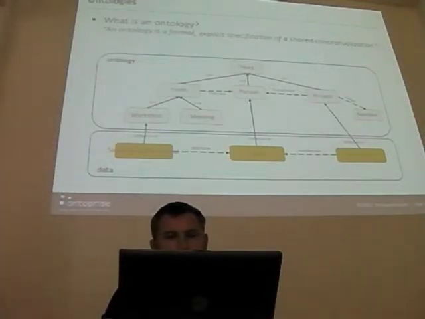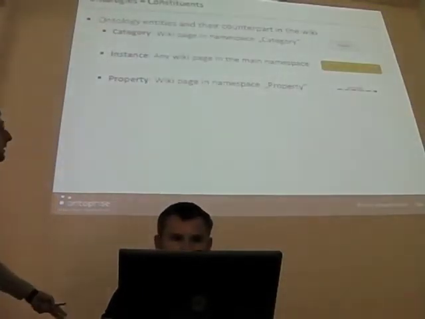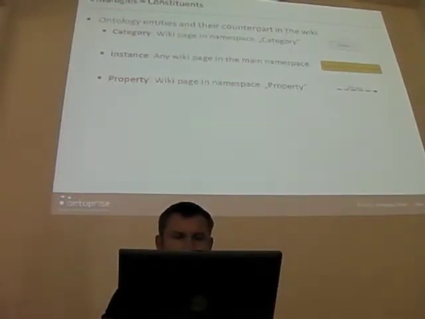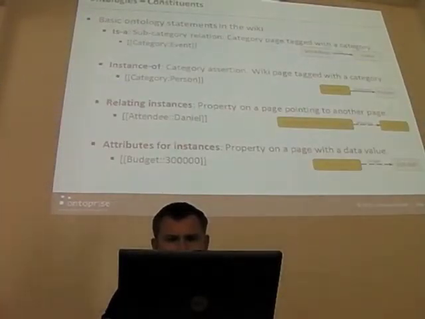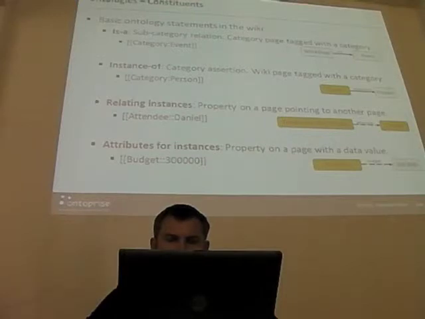Essentially, it's a tree of classes with subclass relation between classes. In the wiki, they are called categories. So we have the gray boxes which represent classes or categories. We have the orange boxes which represent instances of those classes. And we have properties which relate different instances of the classes to each other.